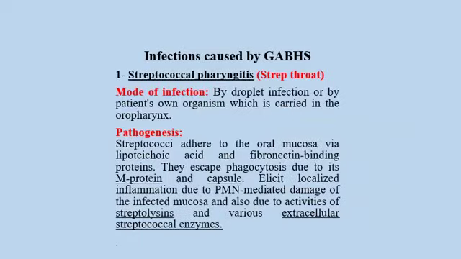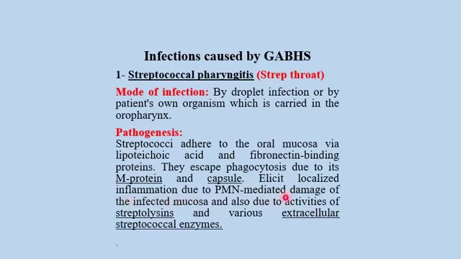Okay? Next, infections caused by group A beta-hemolytic streptococci. Now we want to know about the infections caused by this organism. Number one, streptococcal pharyngitis, the most common kind of infection, which can be simple or self-limiting. Its common name is strep throat. The mode of infection is by droplet infection or by the patient's own organism. As we said, it can live as a normal inhabitant in the nasopharynx, so it can be normal flora carried in the oropharynx.